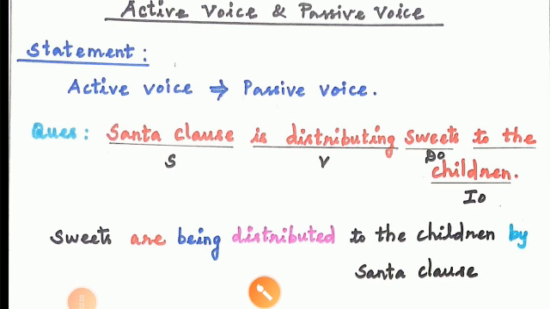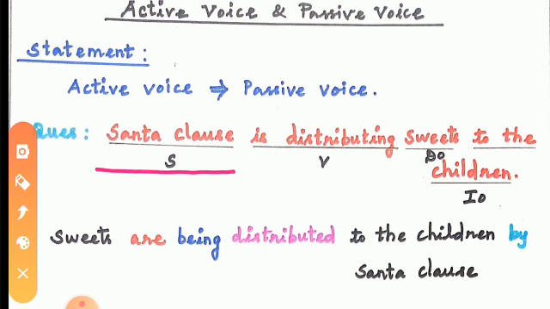Okay students, let me see some more examples. In the last video itself I have given some more examples of statements, and here also I have given one sentence. Just look at it. Santa Claus is distributing sweets to the children. Please remember students, we have to follow all the steps that are involved. First of all, we have to separate the sentence into S plus V plus O. Here, Santa Claus is the subject, is distributing is the verb.